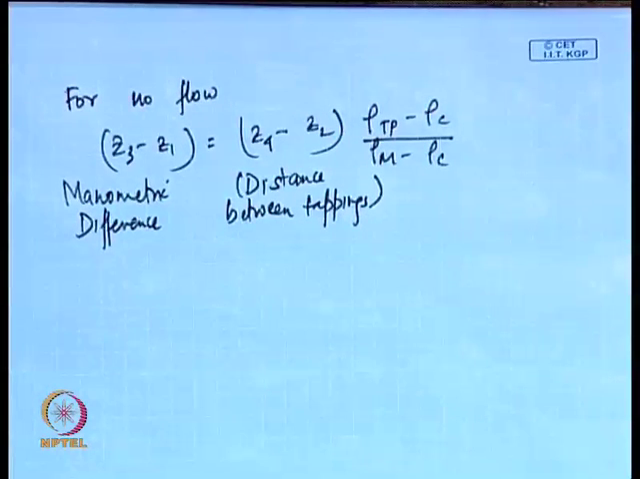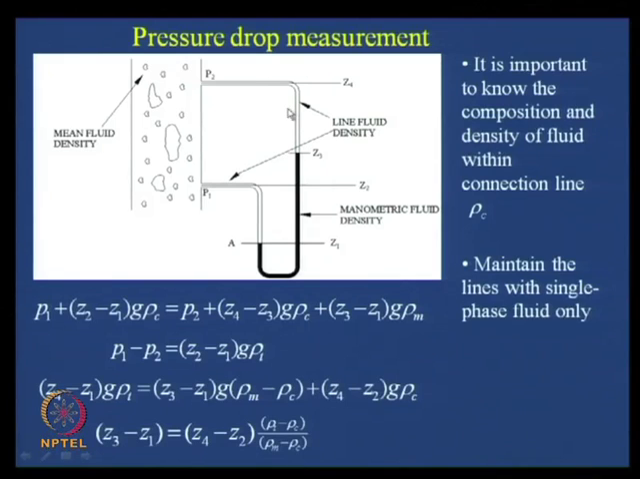Okay. So, if you observe the slide which I have here, we find that when there is no flow, the manometric difference here will depend upon the distance between the tappings, and it will depend upon the difference in density between the mixture, the fluid which is flowing here, and the fluid which is filling up the lines, divided by the density of the manometric fluid minus the line fluid. Agreed?